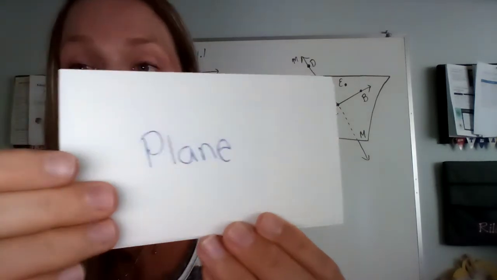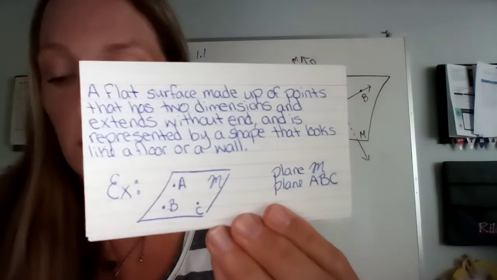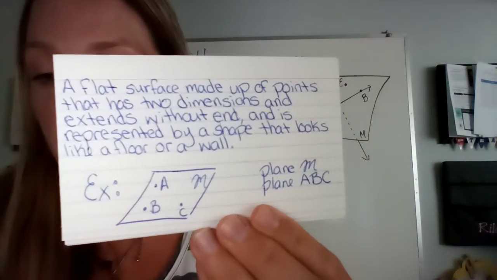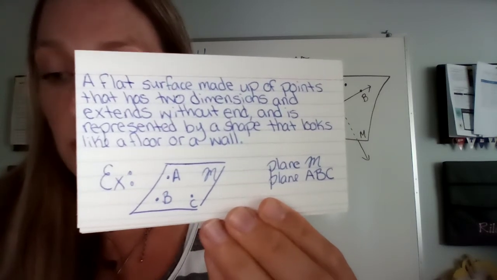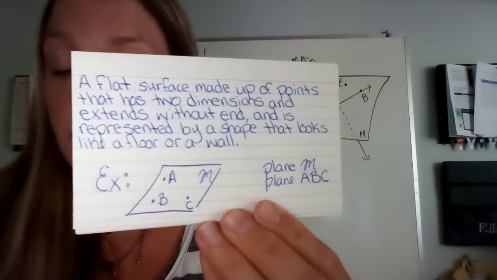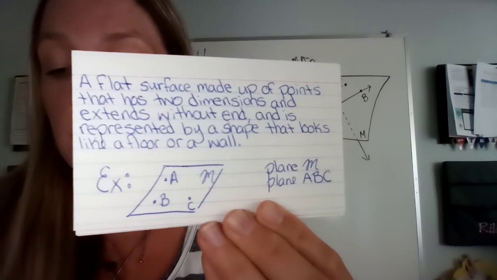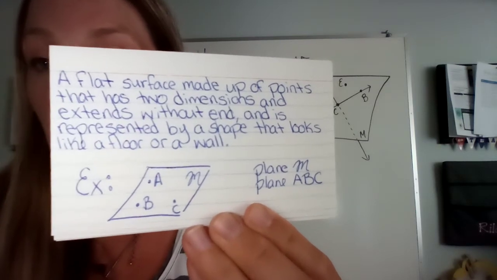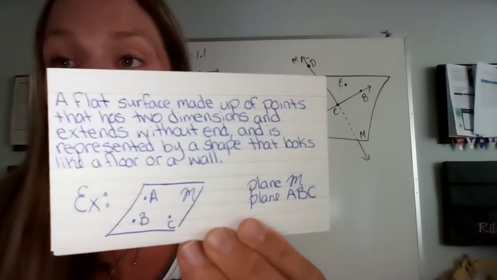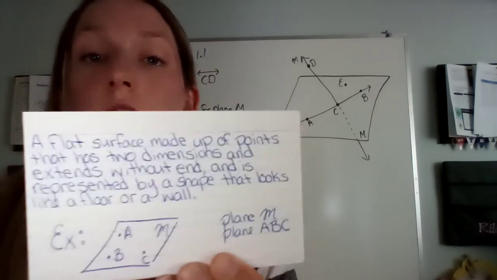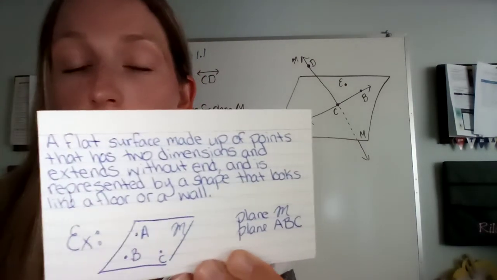All right, the next term is plane. Okay, so a plane is a flat surface made up of points that have no dimension, or excuse me, that has two dimensions. Points have no dimensions, but a plane has two dimensions and extends without end and is represented by a shape that looks like a floor or a wall. Okay, so if we were in the classroom and I said, point out an example of a plane, many students usually point to the ceiling, to the walls, to the desktop.